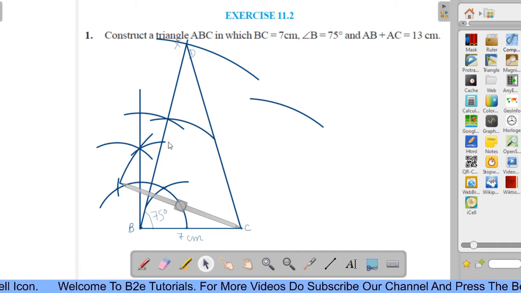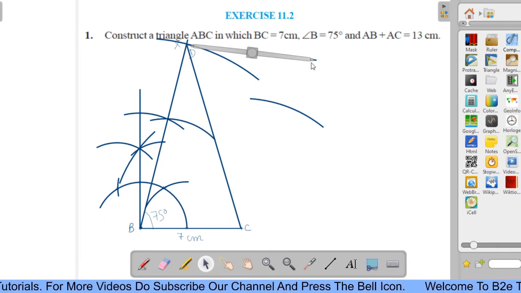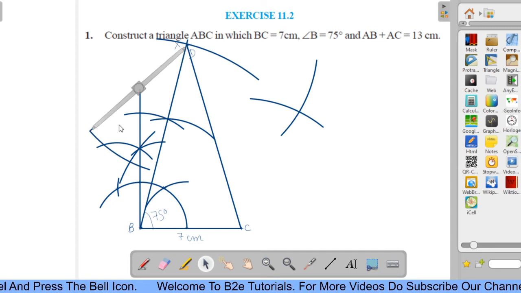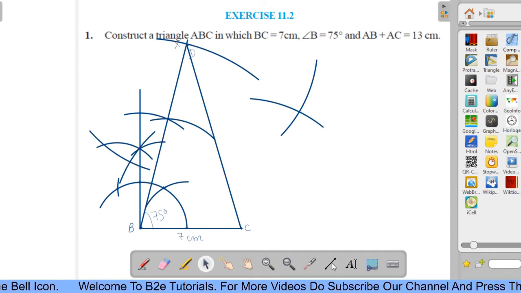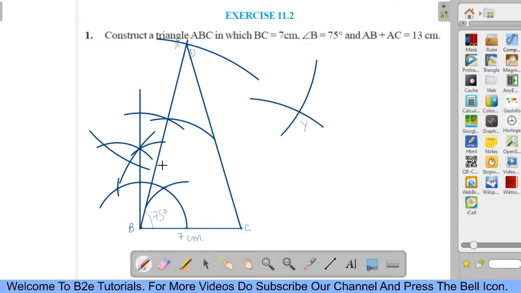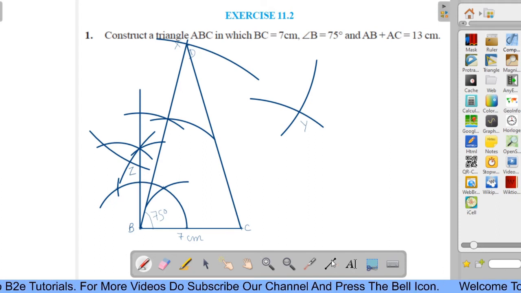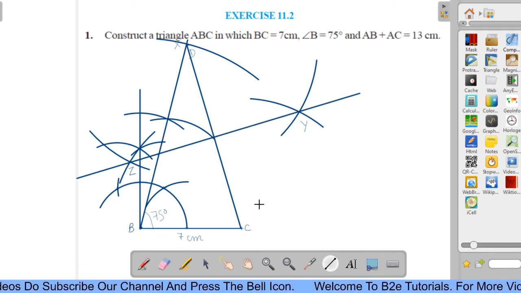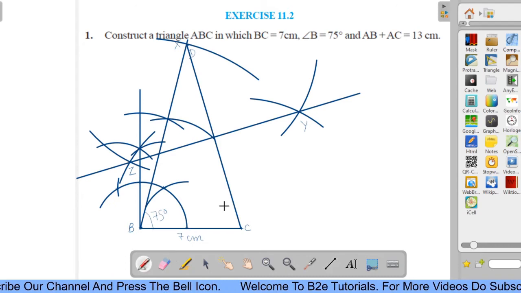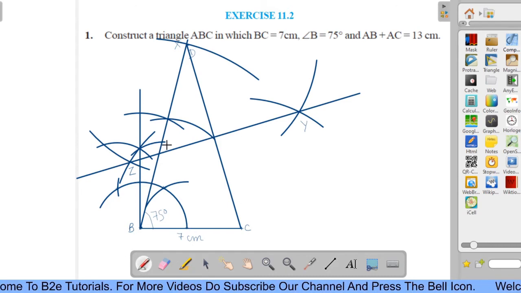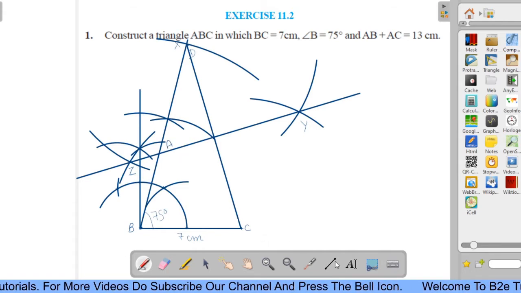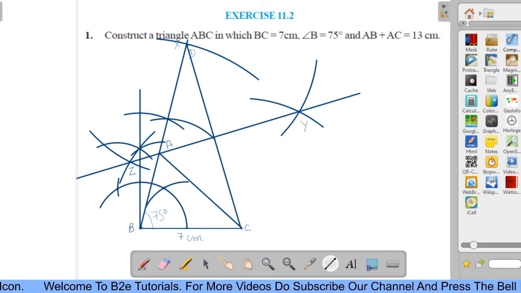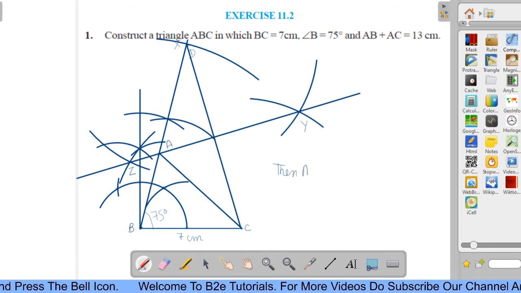Now with center D and same radius, cut these two arcs. Name these points as Y and Z. Join YZ. This line YZ intersects ray BX at A. Join AC. Then ABC is the required triangle.